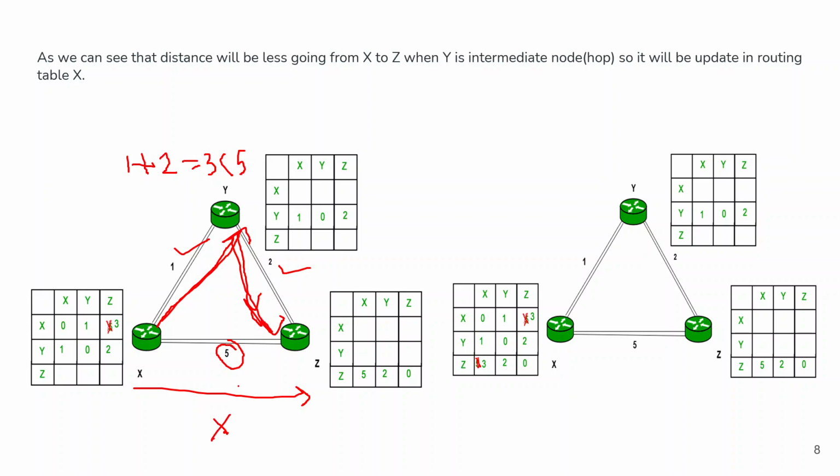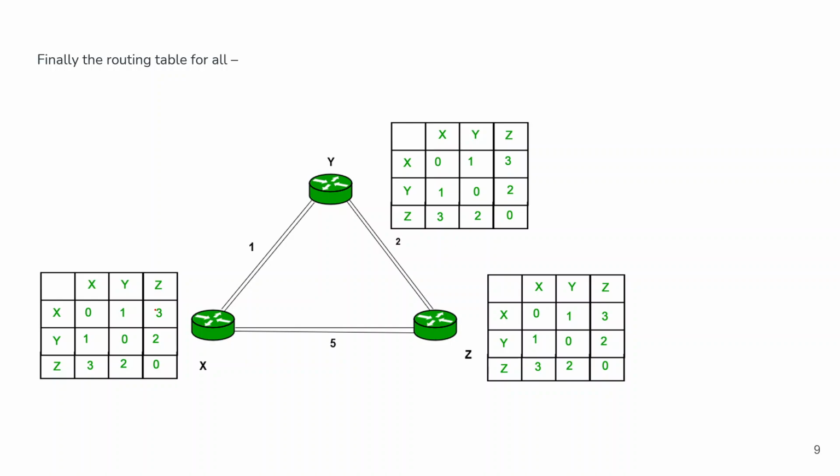So it will update X's routing table. In X's routing table, it has cut the 5 and updated it with 3. So this is how it works. Finally, the routing tables of all routers have been changed according to the shortest path found. The routing table has made the changes and shared them with the neighbor routers.